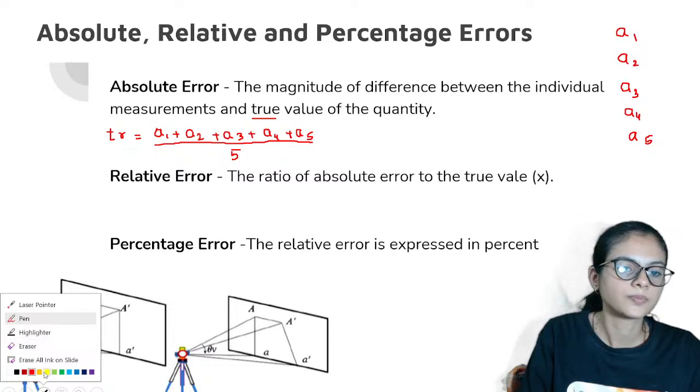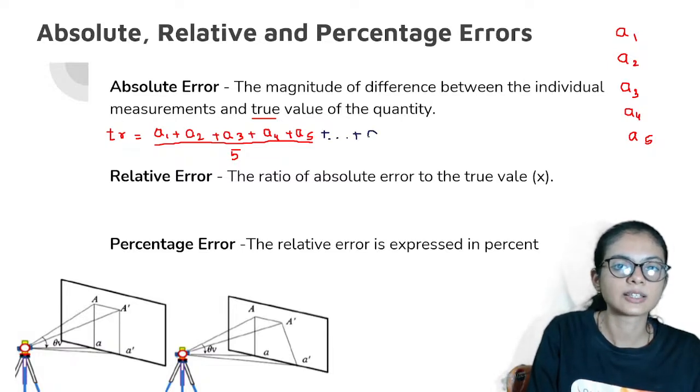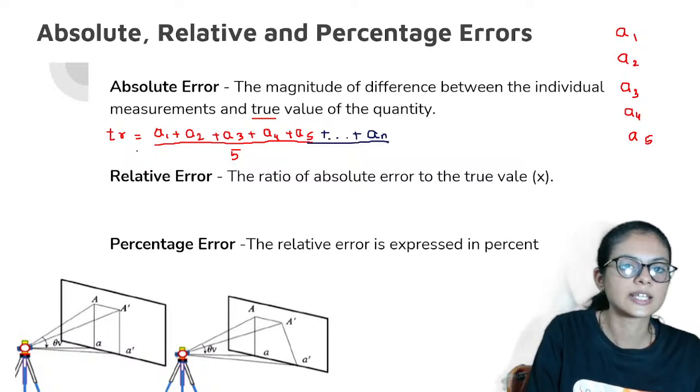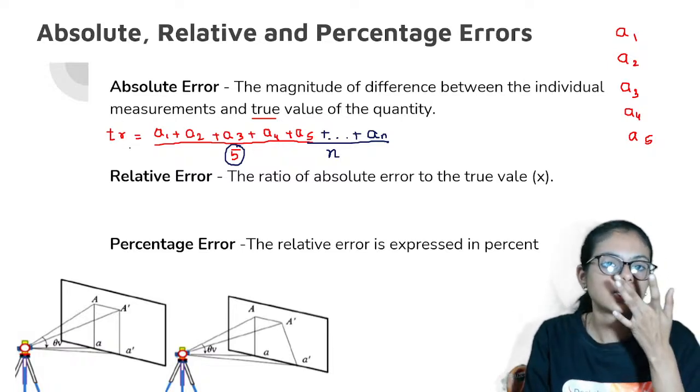So let me write it here. If I see it, there are n number of experiments I am doing, n number of times. So that will be the sum divided by, instead of 5 at this time, I'll be writing here n. Is that clear? If I do 6 experiments, I'll write 6. If I do 2 experiments, 2, 10 experiments, 10. So this is how the value of n varies, and we'll find out the true value. Okay. Now we got the true value.